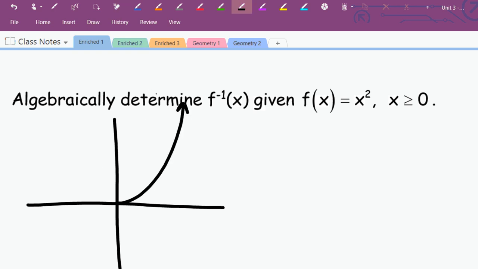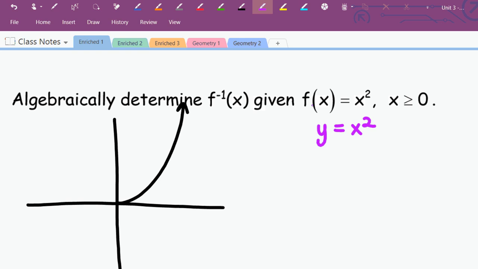if we look at the whole thing, is the inverse going to be a function? If you look at the full graph of y equals x squared, that wouldn't be. Would this have an inverse that's a function? Yes. And so now we're going to find what that inverse is algebraically. So to start, it's going to be y equals x squared.